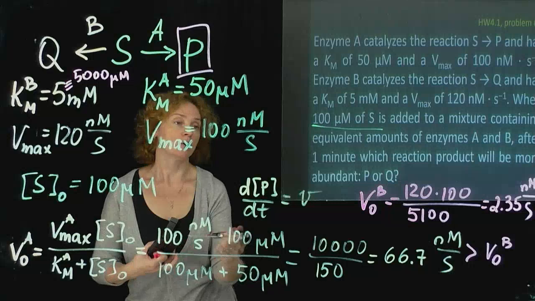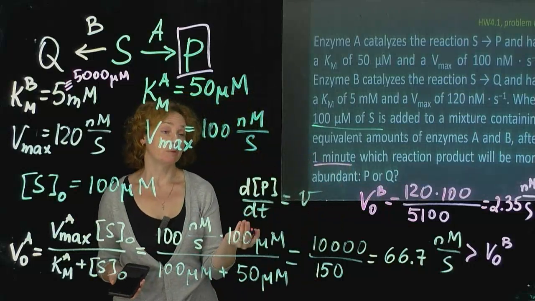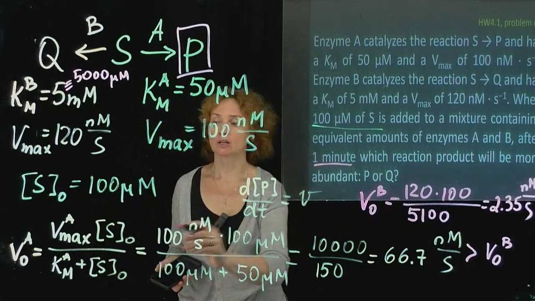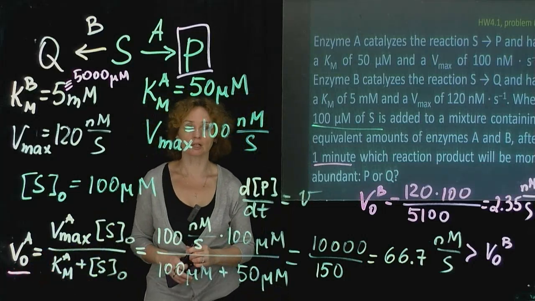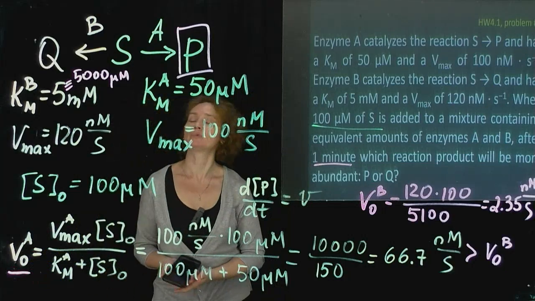Of course, we can use the initial velocity here because we are given the time for the reaction, and it's very small, right? So we can use the initial velocity to determine which product will be formed and will be more abundant.